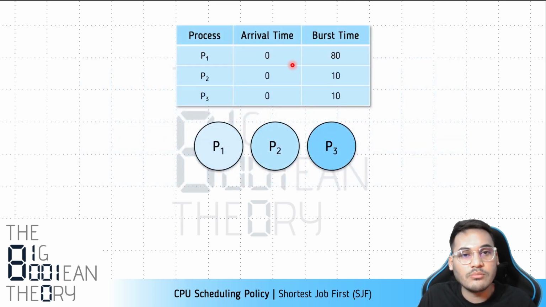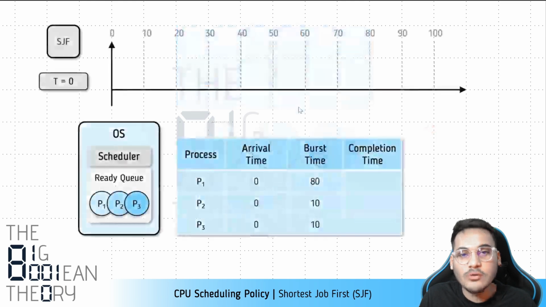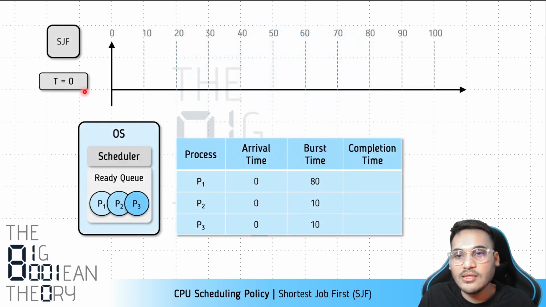Let us take the same example in which we saw that FCFS caused a convoy effect, which led to high waiting time and turnaround time for the smaller jobs, that is P2 and P3. Let's see how the shortest job first algorithm performs on this particular workload, with the same burst times and arrival times. At t equals 0, all the processes have arrived in the system, that is P1, P2 and P3. We have three processes sitting in the ready queue, and the scheduler has to make a decision. It will be following shortest job first. So which job will be picked first?